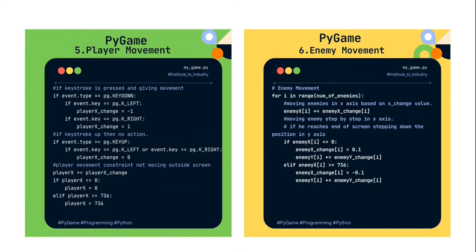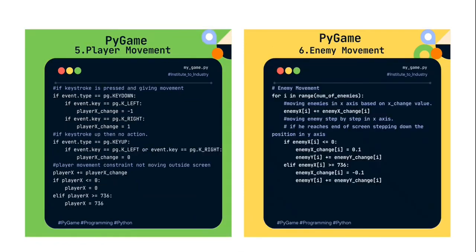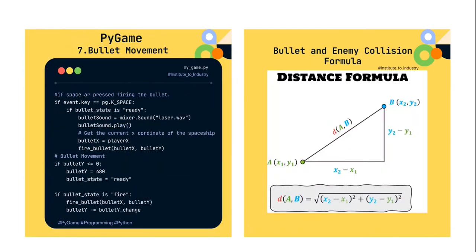Okay, now we have created the player movement and enemy movement. The next step is we are going to create the bullet movement. For the bullet, we are using the space bar. If the space bar is pressed, it needs to be created under the if condition of the previous fifth step. When the space bar is pressed and the bullet is in the ready state, then the bullet needs to be created, with some sound, a laser wave sound.